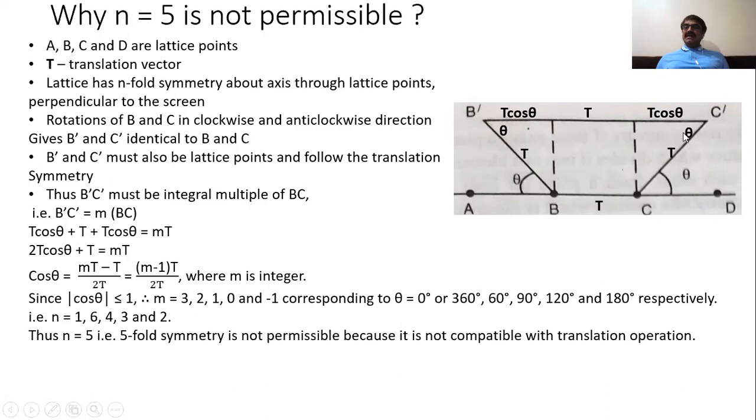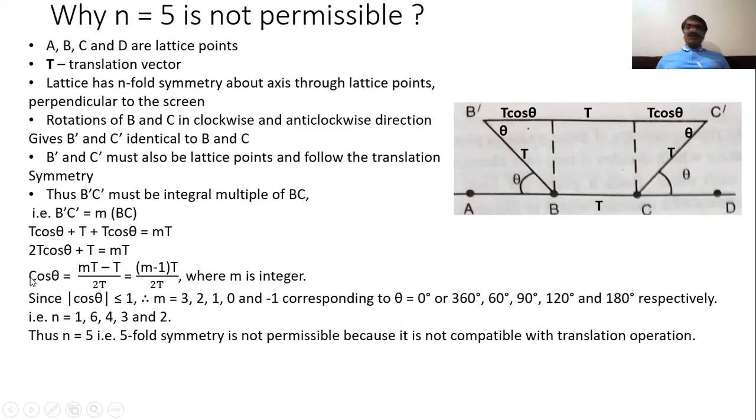Similarly, this will be t cos theta, and this will again be t. So what is B prime C prime? It will be t cos theta plus t cos theta plus t, that is 2t cos theta plus t. In terms of BC, it is equal to m into BC, so mt. So 2t cos theta plus t equals mt. So cos theta equals (m minus 1) times t by 2t, that is, m minus 1 divided by 2. The t cancels.